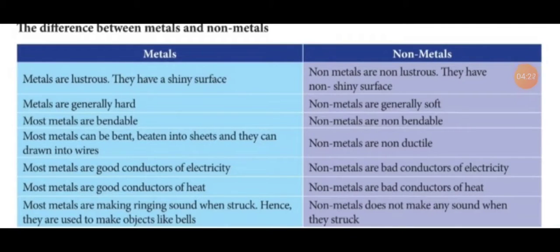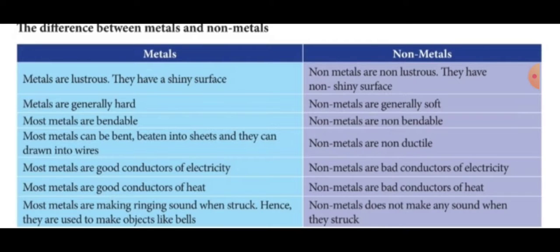The difference between metals and non-metals. Metals are lustrous. They have a shiny surface. Non-metals are non-lustrous. They have a non-shiny surface. Metals are generally hard. Non-metals are generally soft. Metals are bendable. Non-metals are non-bendable.